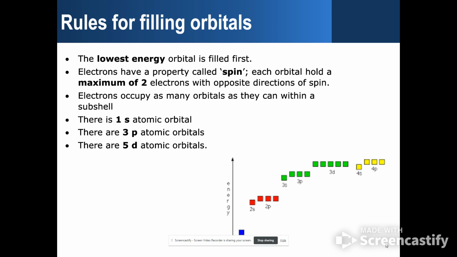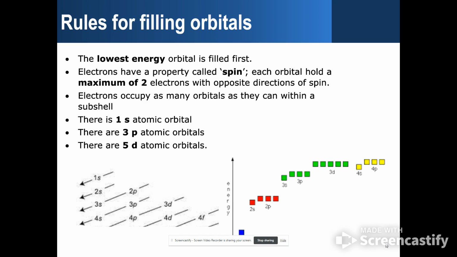Like at GCSE, the rule for filling orbitals is that the lowest energy orbital is filled first. That means the orbital closest to the nucleus. We can't start filling at the 3rd shell or the 4th shell. We have to start at shell 1. So we're going to fill the first shell, and the only thing in the first shell is an s subshell. So we can put 2 electrons in the first shell.